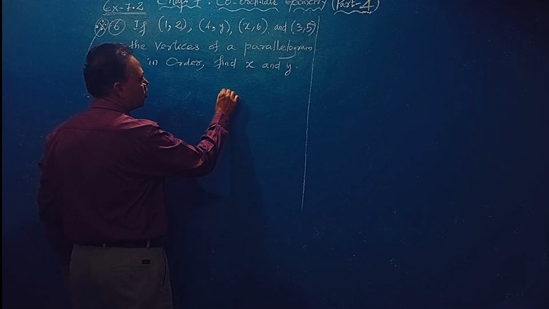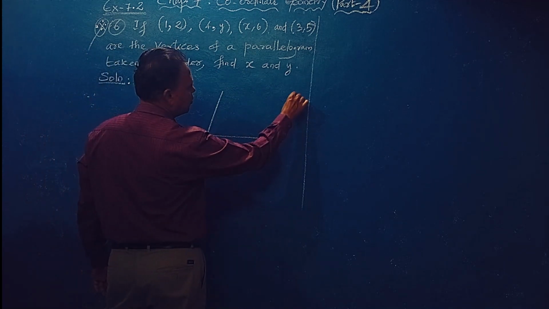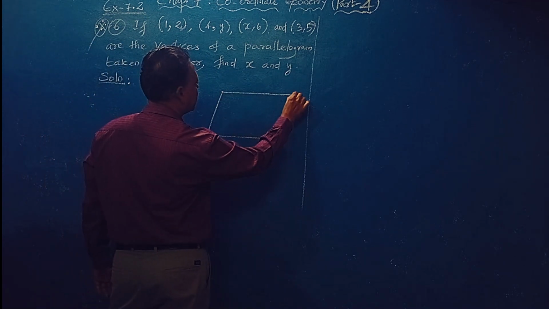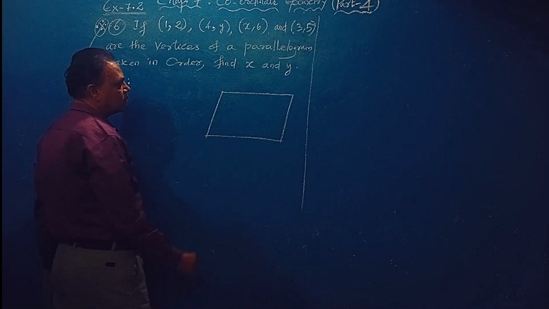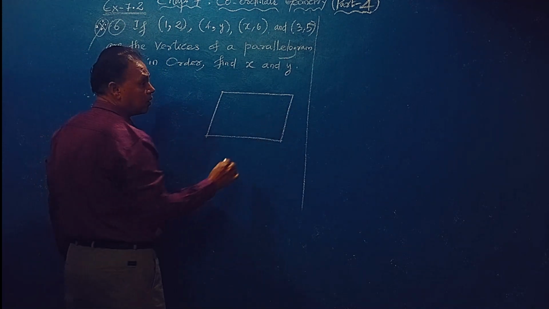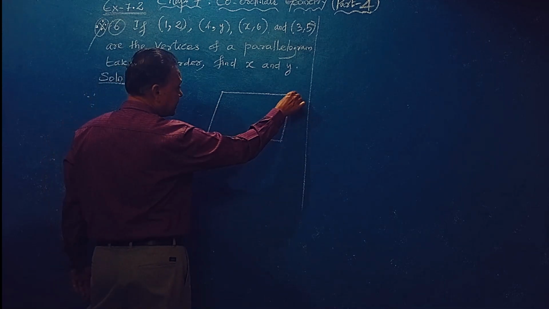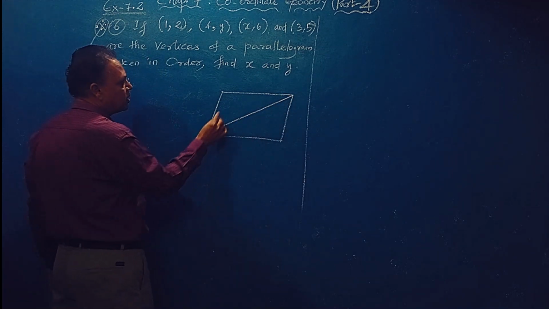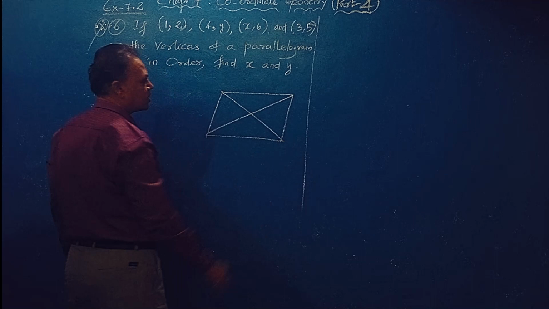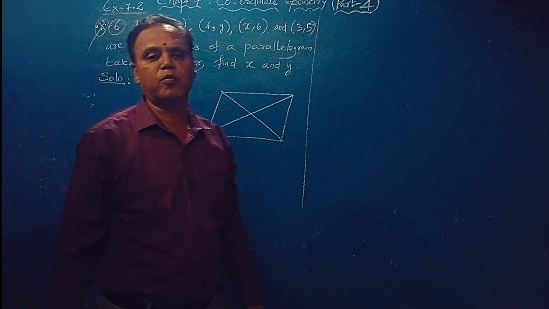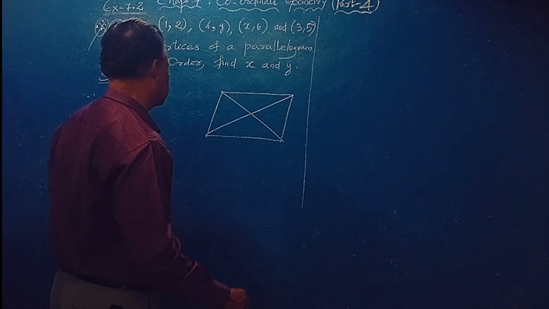So for a parallelogram, you know, opposite sides are parallel and equal, property, clear? One more property there: the diagonals bisect each other. That only you have to use in the section formula. Diagonals bisect each other. That is a very important problem. And they are parallelograms, right?